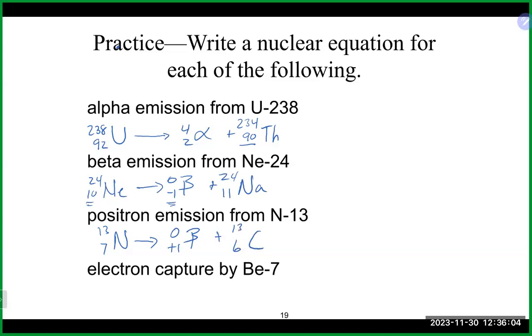And lastly here, this is an electron capture done by beryllium-7, and beryllium is number 4 on the periodic table. Here, electron capture means that the electron is actually going to be on the reactant side, so it's going to be joining up like so. Here, we're just going to add the two bottom numbers. So that's a 4 and a -1, which gives us a 3. 3 on the periodic table is lithium. And 7 and 0 is 7 in this case.